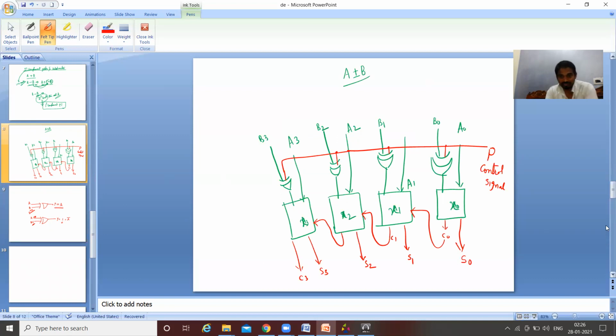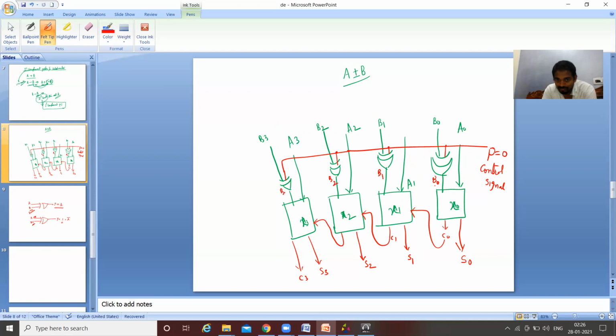Now come to this explanation. Observe here, consider P is equal to 0. If P is equal to 0, B0 directly comes here. Why? Because P is equal to 0, this exclusive OR gate acts like a buffer, B0. Now here also P is equal to 0, so therefore B1, and with P equal to 0, B2.